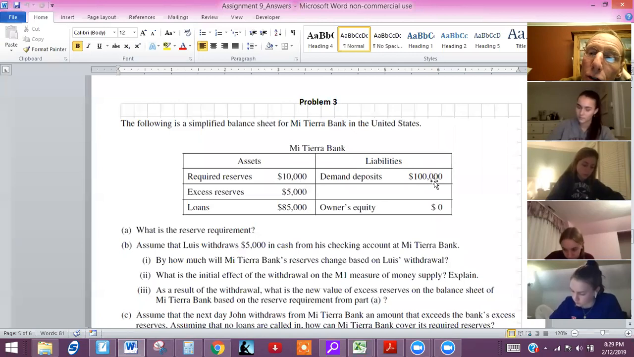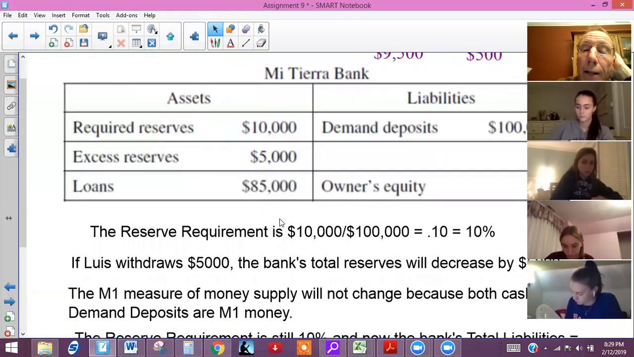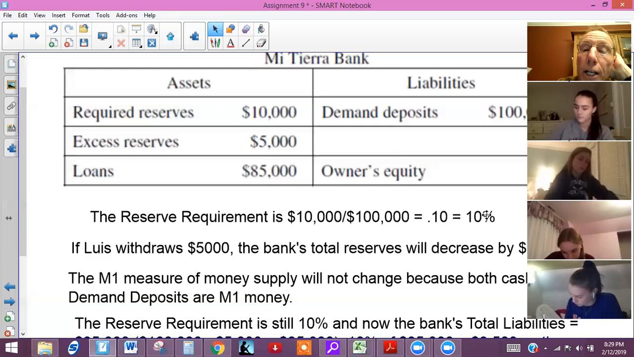It's easier probably to just look over here since there's only one number. So all they're really asking you, since this is the required, what percentage is 10,000 of 100,000? Because this is the required, so you know that whatever this is, that's the required percentage. So you simply just say that the reserve requirement is 10% because 10,000 divided by 100,000 is the percentage, which is 0.1 or 10%, okay?